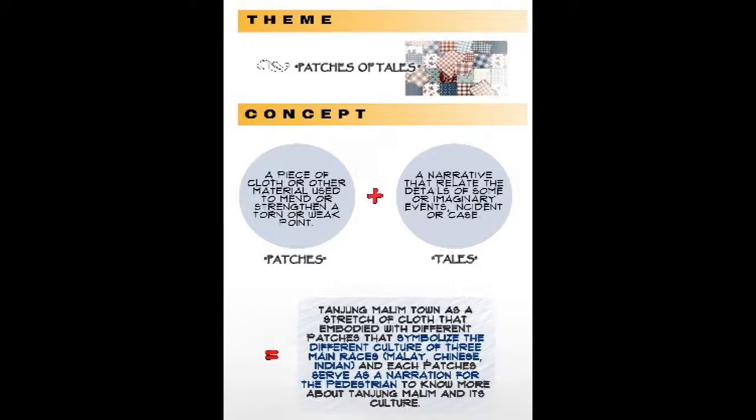Our concept for this proposed urban design is for Tanjung Malim to serve as a culture town. To achieve this, we selected patches of tales as our theme. Patches can be defined as pieces of cloth or other materials used to mend or strengthen a torn or weak point, while tales can be simply understood as a narrative that relates the details of some real or imaginary events, incidents and also cases. So, basically the patches of tales theme tells us that Tanjung Malim will serve as a stretch of cloth embodied with different patches that symbolize the different cultures of the three main races in Tanjung Malim, which are Malays, Chinese and also Indians, and each patch serves as narration for the pedestrian to get to know more about Tanjung Malim and its unique culture.